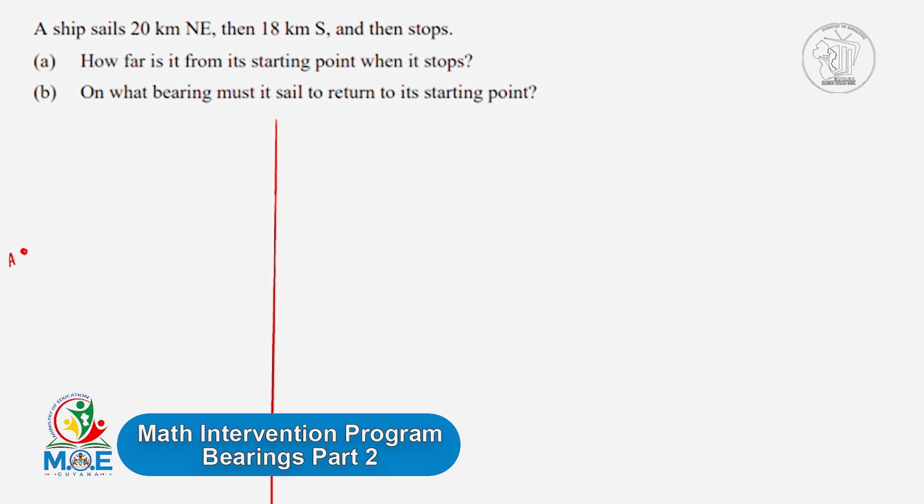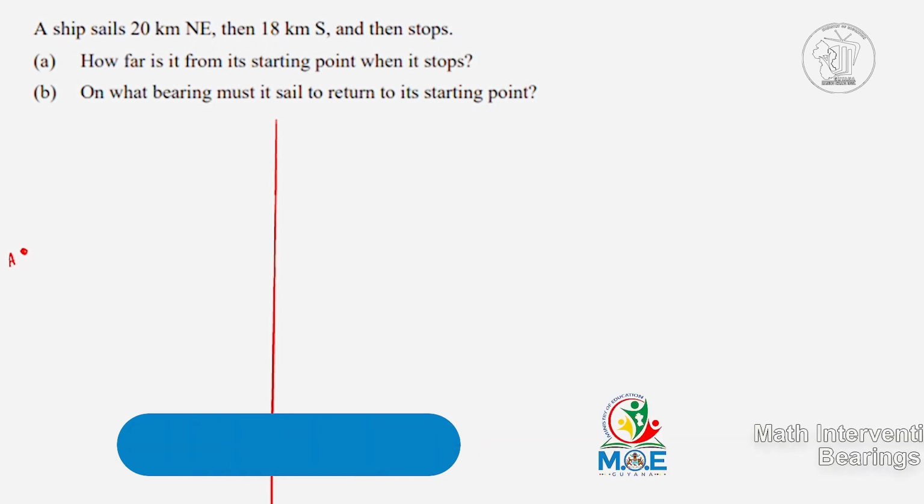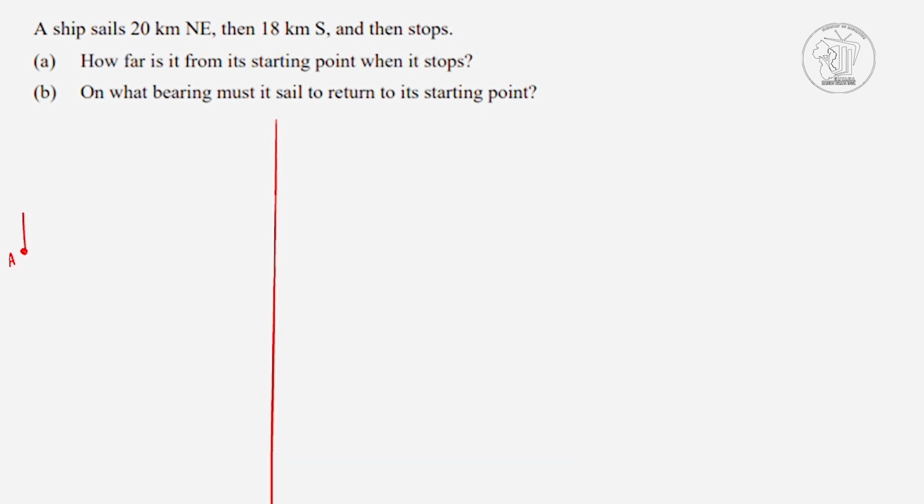Remember, whenever you are dealing with bearings from a point, the first thing you need to do is draw in the north line, because you always start measuring the bearing from the north line clockwise. So you draw in the north line and then we go 20 km northeast. Northeast would be directly in the middle between north and east. That means it has sailed on a bearing of 45 degrees, or 045 degrees.